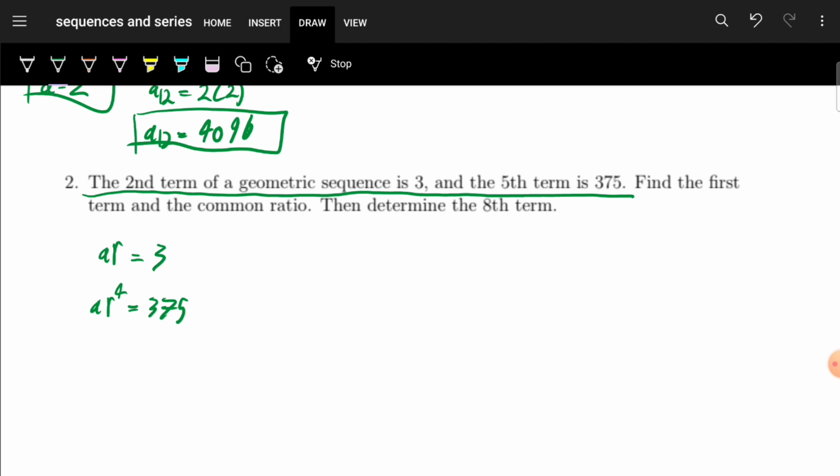So let's go ahead and find the first term and the common ratio. Same drill as before: a system of equations. We have 2 unknowns, so we need at least 2 equations, and we have 2 equations. We'll solve for A in the first one, plug it into the second one, and go from there. So A is equal to 3 over R, and we'll plug that in here, and we'll get 3 over R times R to the 4 is equal to 375.